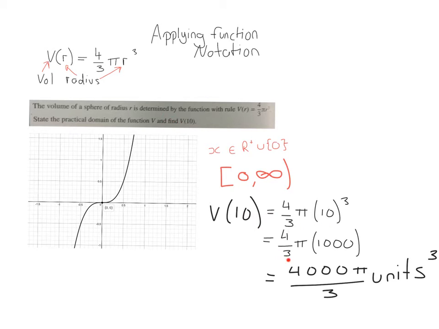Then I've stepped it down, 10 cubed is 1,000, and then the next step, I've expanded the bracket, and it's become 4,000 times pi divided by 3. Now, I'm going to leave it as that, because as you should know, pi is an irrational number, and as soon as I turn anything with pi into a decimal, I've rounded it off. So this is the most exact answer I can possibly get. Then, being a real world problem, I have to state the units and the fact that it's cubed, which shows volume.